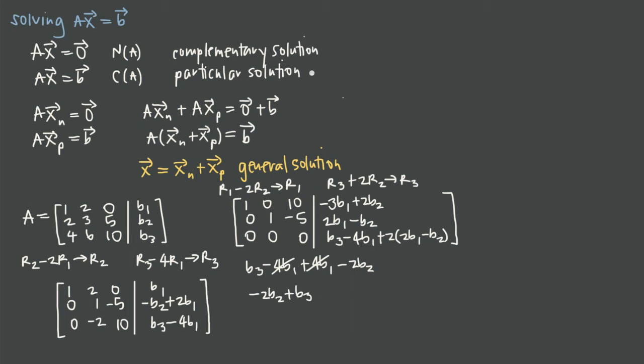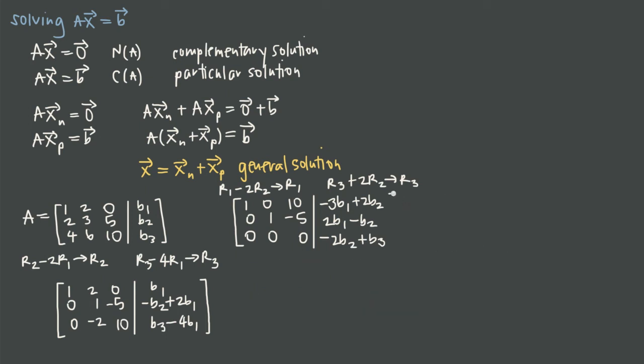So we can go ahead and get rid of all of this portion here, and replace it with this negative 2B2 plus B3. And then we can get rid of all of these calculations here, and then we will simplify the matrix like this.